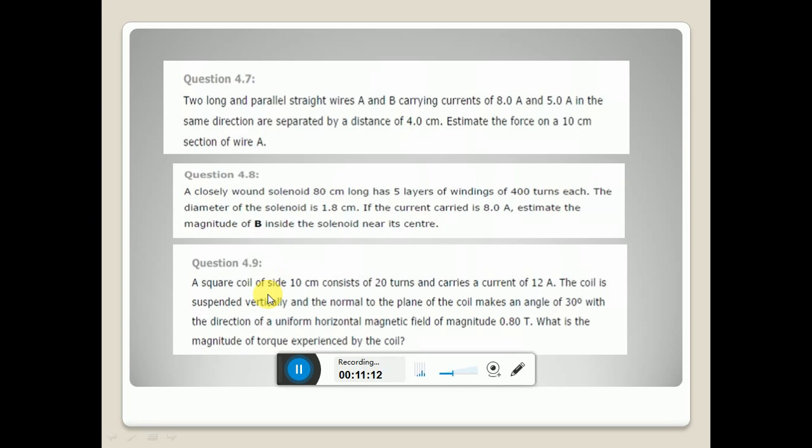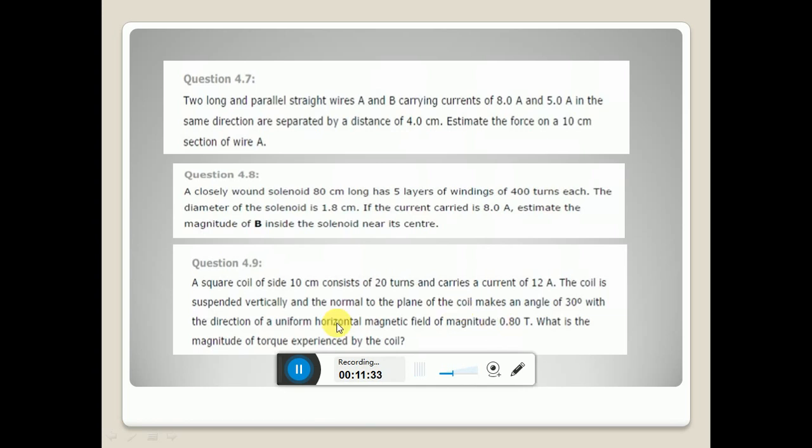And ninth one: a square coil of side 10 centimeters consisting of 20 turns carries a current of 12 amperes. The coil is suspended vertically and the normal of the plane of the coil makes an angle of 30 degrees with the direction of uniform horizontal magnetic field of 0.8 Tesla. What is the magnitude of torque experienced by that coil?